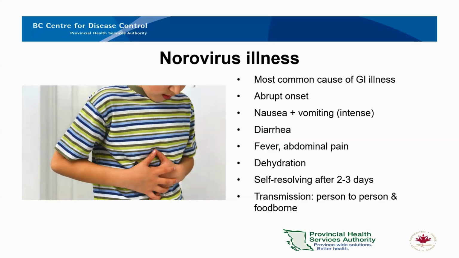The good thing is that it's mostly a self-resolving illness in most people. It gets better after 2 to 3 days, but it can certainly cause a lot of morbidity because people are extremely weak with all that dehydration. So it can definitely knock people out in terms of being able to attend school and work and do the things that they typically would be able to do. Most of the transmission happens person to person. Occasionally, we can see foodborne illness outbreaks, and we'll go over one of those with you in a short while.